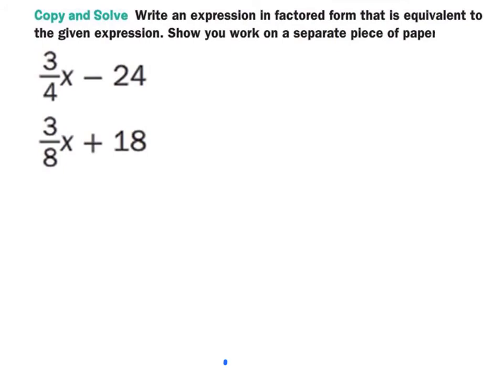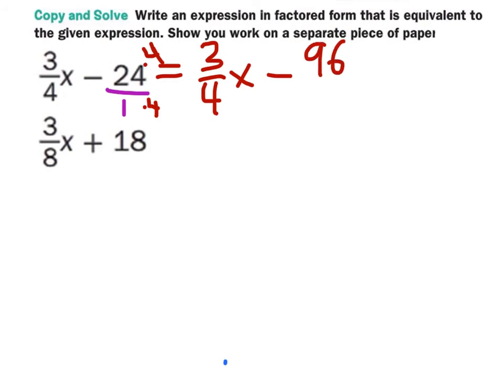So 3/4 x, what we really want out of this is a common denominator. What is my common denominator going to be? 4. Well, I'm going to take 24 over 1, and then I'll multiply both of these by 4. That's going to give me a common denominator of 4. So minus, what's 24 times 4? 96. Good. That was close. Over 1 times 4 is 4.